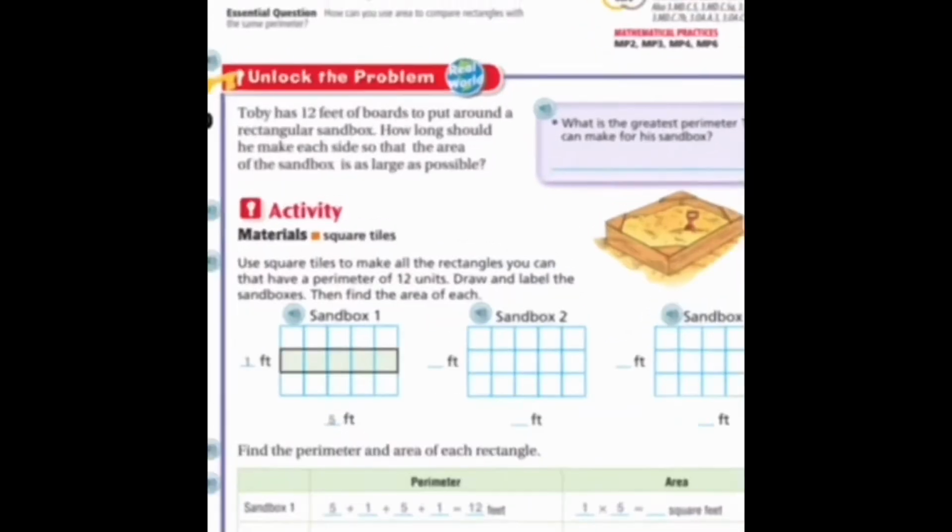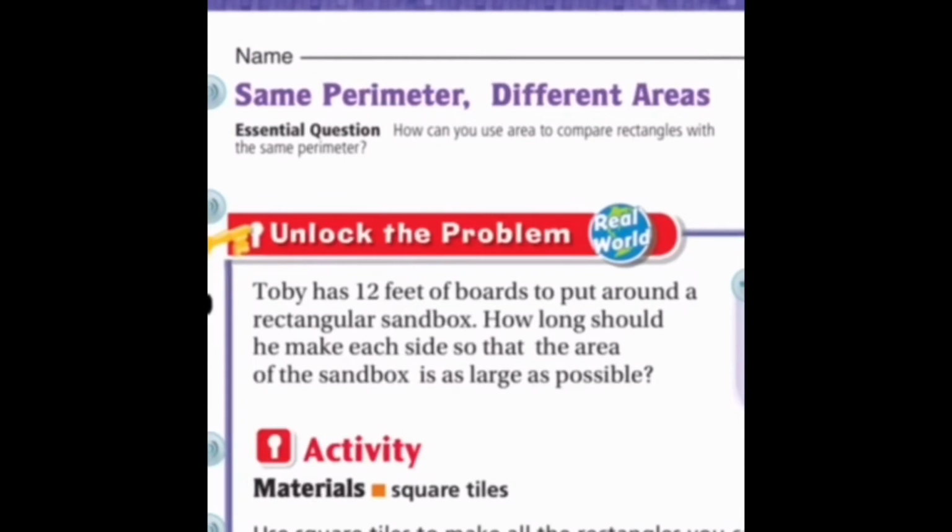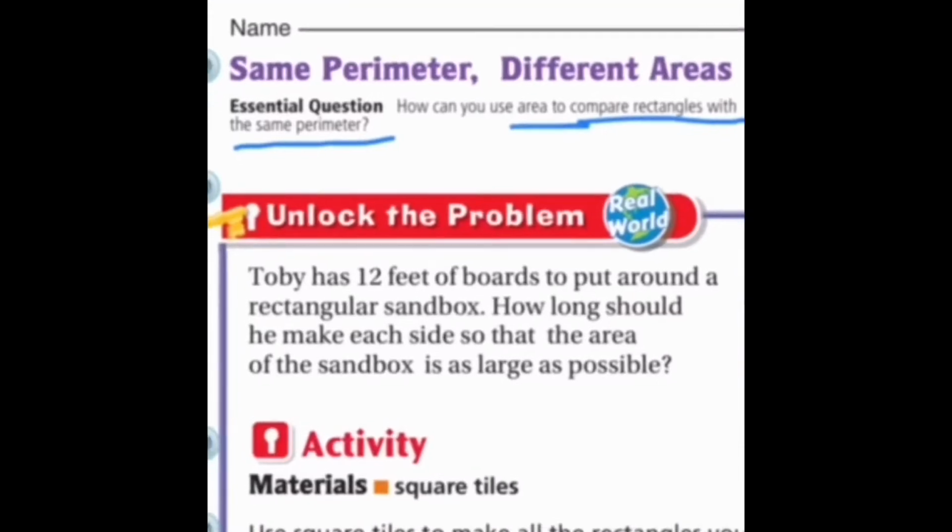So our essential question today, how can you use area to compare rectangles with the same perimeter? So we're going to have rectangles with the same perimeter, that's the distance all the way around, but they're going to have different areas, and we'll see how that works. Let's look at unlock the problem.